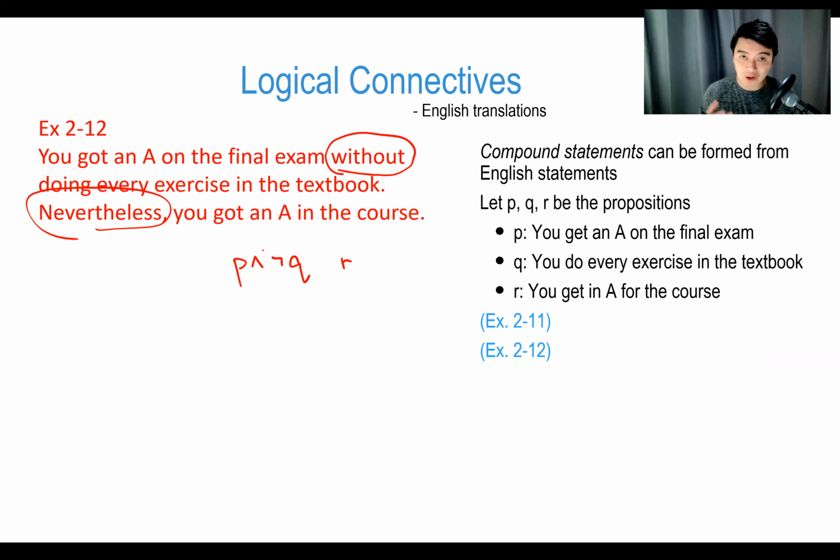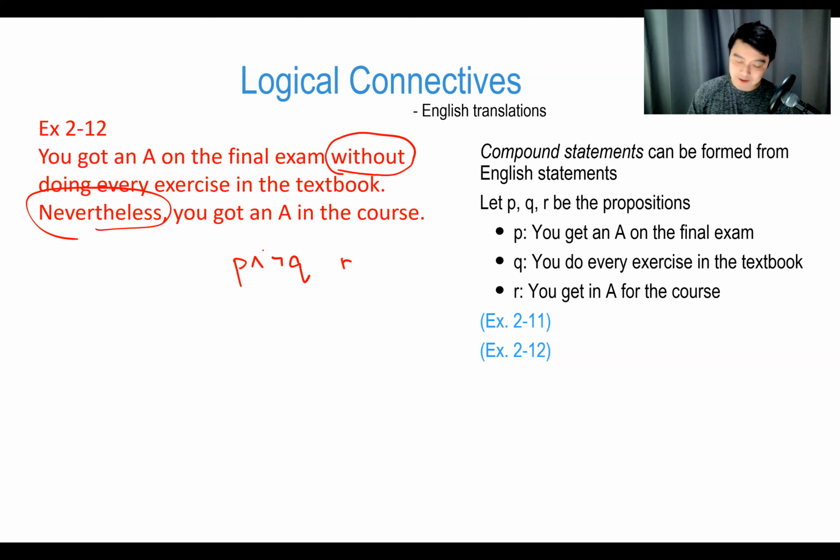So we can try out all of the different connectives. Is it "or not Q"? Is it "implies not Q"? Or is it the biconditional "not Q"? And I think here "without" is "and not Q." Okay, so again, try to be convinced of that.